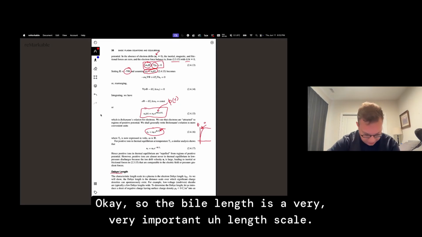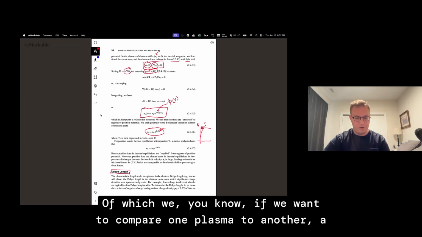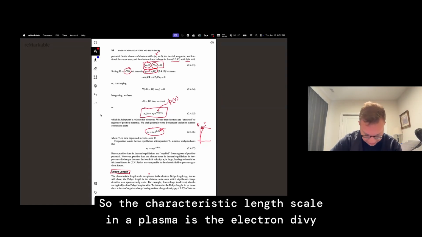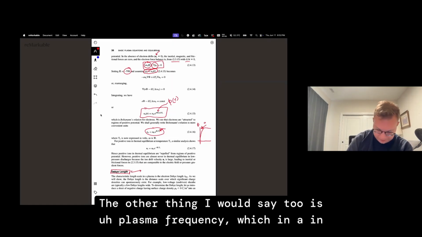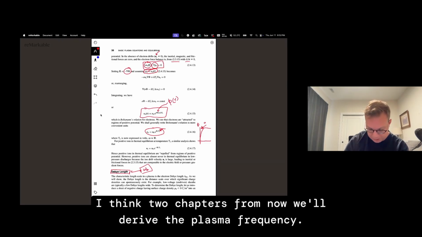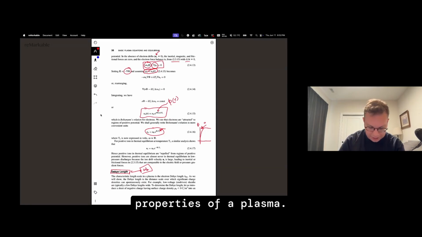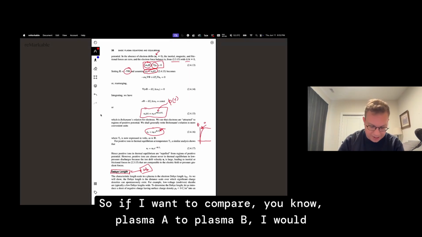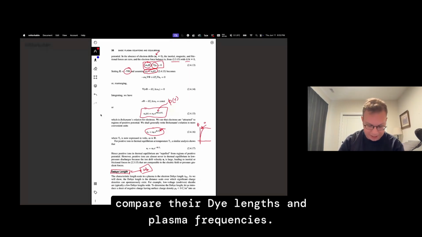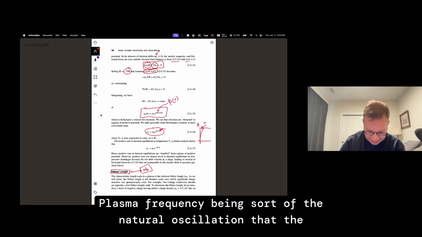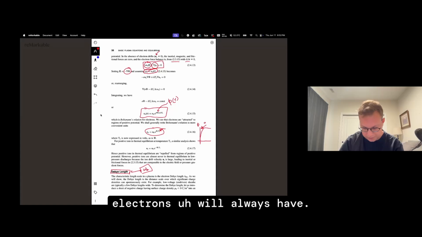Debye length. Okay, so Debye length is a very, very important length scale, and if we want to compare one plasma to another, a lot of times we will compare the Debye lengths. So the characteristic length scale in a plasma is the electron Debye length. The other thing I would say too is plasma frequency, which I think two chapters from now we'll derive. But the plasma frequency is another of these characteristic properties of a plasma. So if I want to compare plasma A to plasma B, I would compare their Debye lengths and plasma frequencies. Plasma frequency is sort of the natural oscillation that the electrons will always have.